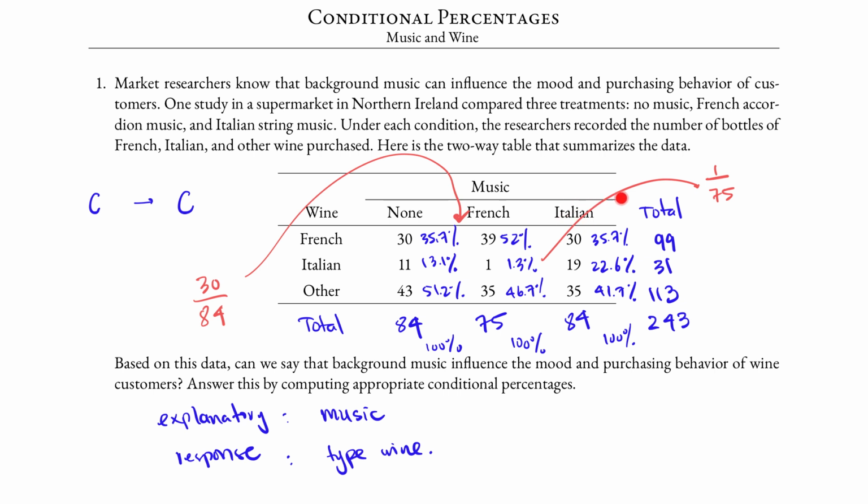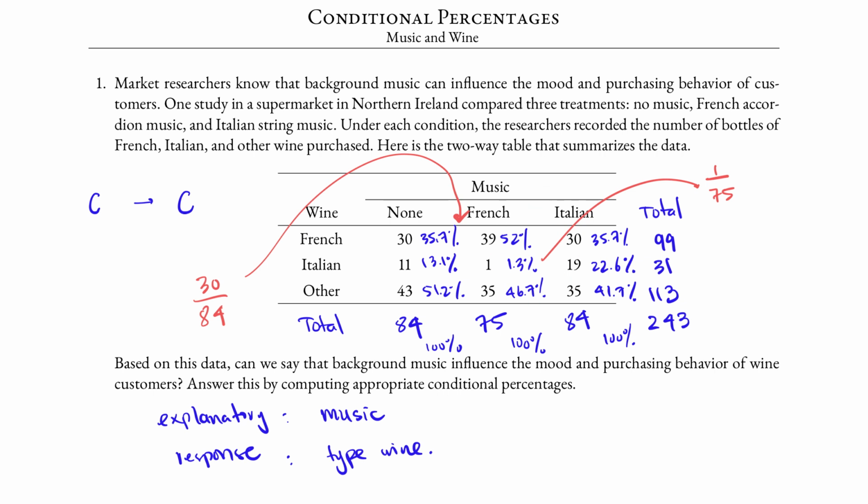And when Italian string music is played in the background, other wines took the top spot. So in this case, we see that Italian wine tends to underperform. We might have assumed that when Italian music is played in the background, more Italian wine bottles are sold, but that is clearly not the case here. When the other type of wine takes the top spot, French wine is not too far behind, unlike Italian wine. We can probably say that background music does influence the mood and purchasing behavior of wine customers. If it didn't, then the number of bottles sold should have the same proportion, but they don't in this case.